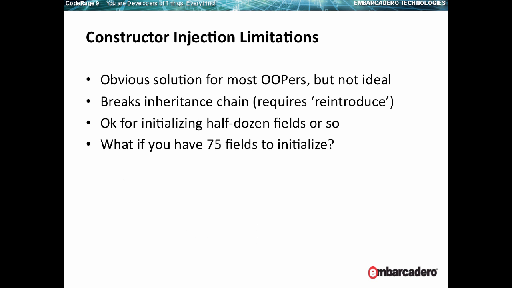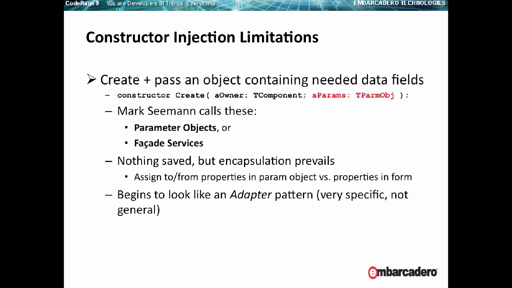But first I want to talk about some constructor injection limitations. All right? Now, constructor injection is probably the most obvious solution for most object-oriented programmers, but it's not ideal. First of all, it breaks the inheritance chain because it requires the reintroduce tag to be added unless you like looking at dozens of warning messages. And secondly, it's okay, from a practical standpoint if you've got half a dozen fields or so, but what if you got 75 fields to initialize in your object?